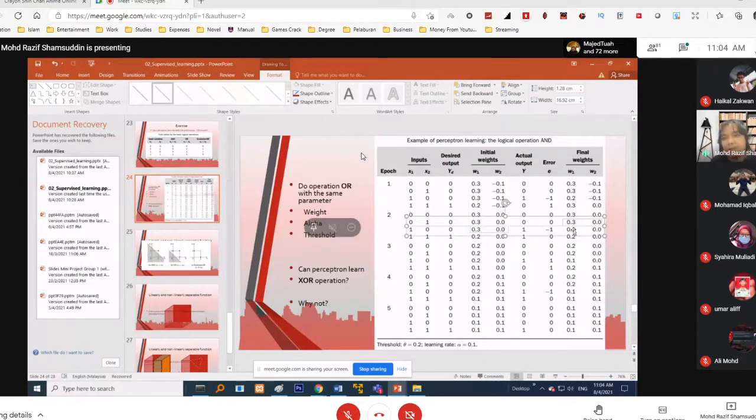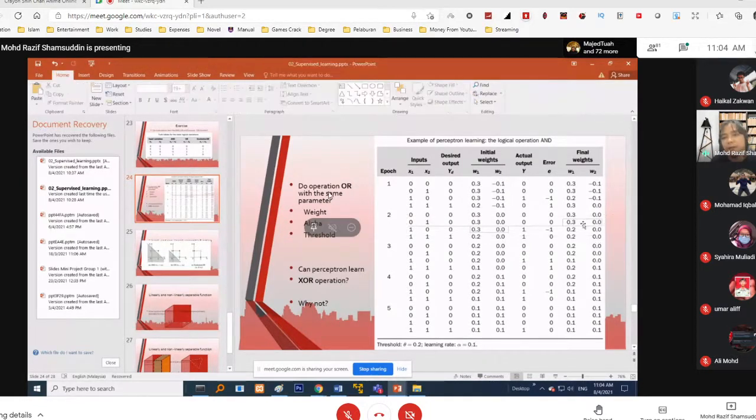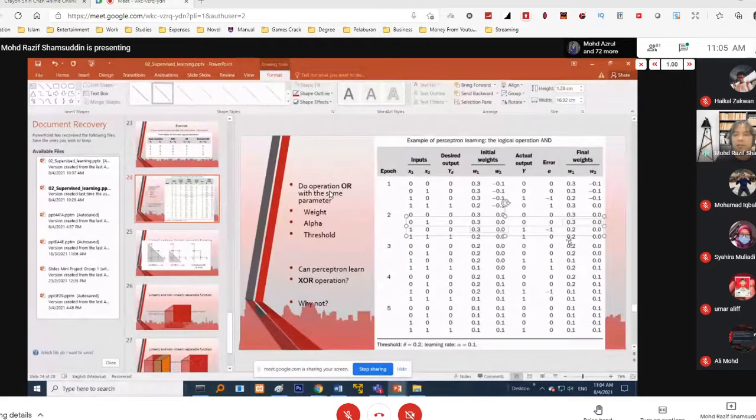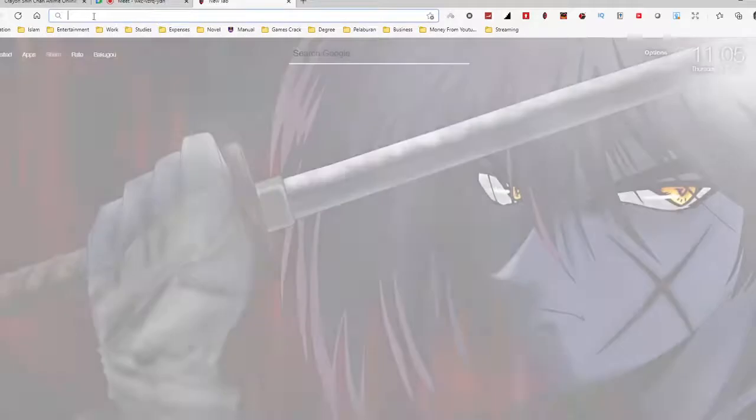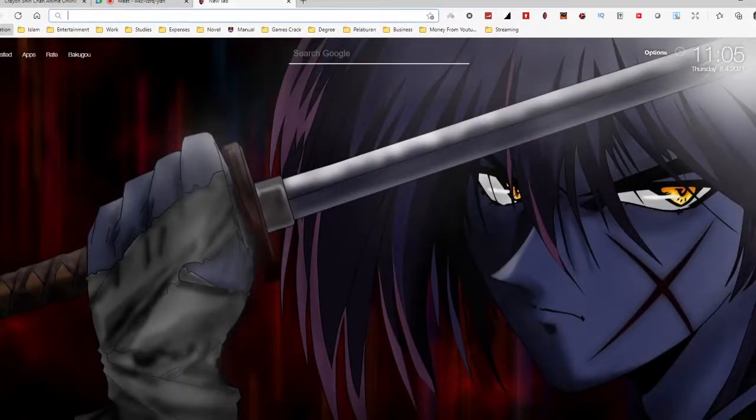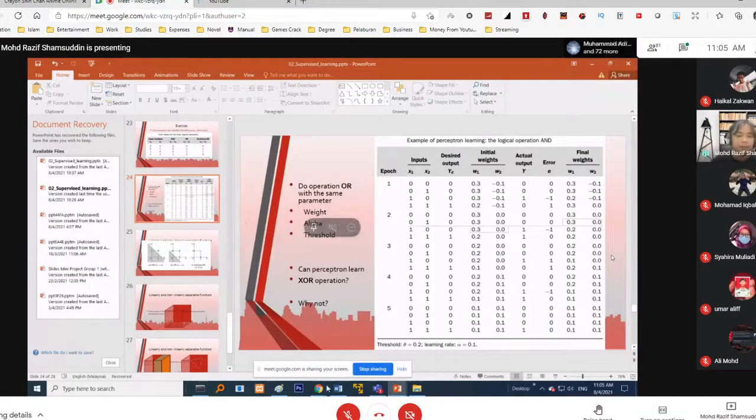So sebenarnya dia replace sahaja. The final weight will replace the initial weight for the next iteration. Of course, English is not our native language kan. So I know when I explain in English, you may need to struggle lah to understand. But actually it's quite easy, right? Boleh? Ada soalan lain?